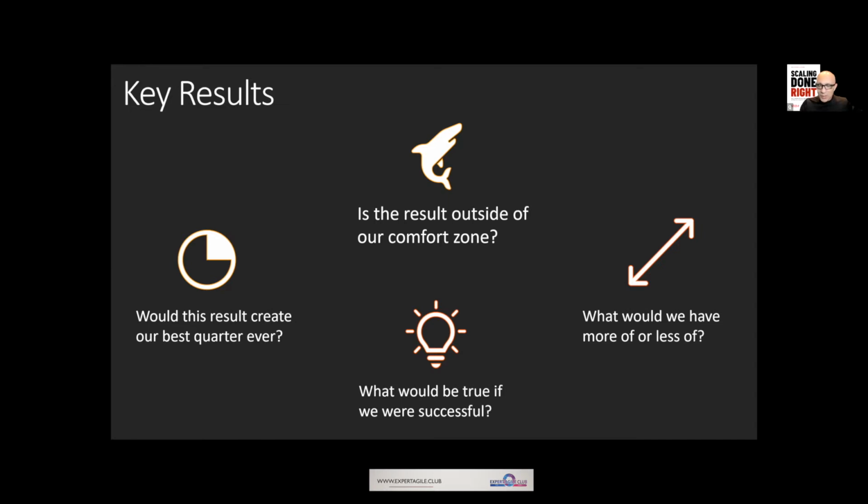What would you have more or less of if you achieve those key results? Did we have less waste? Did we have more people retain more customers? That sort of thing. Think about what you're going to gauge of the outcomes that you are looking for.